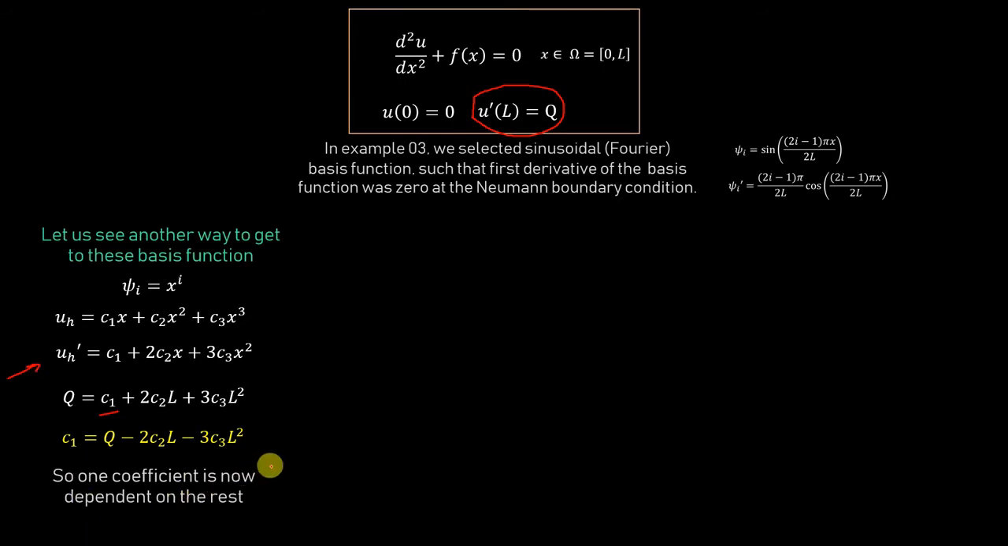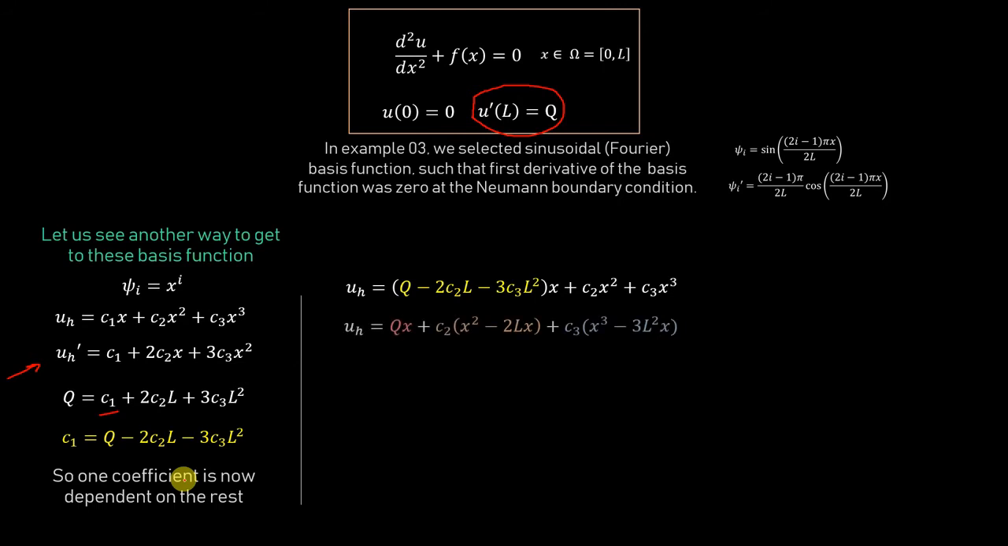So one coefficient is now dependent on the rest. We have established this. So we put C1 here, we put C1 here. It looks something like this now, and we separate C2 and C3, the other factors. So now we have a new trial solution. We can write it in this form as g(x) plus d2 phi 2 plus d3 phi 3, where phi 2 and phi 3 are our new basis functions, and d2 and d3 are nothing but C2 and C3.